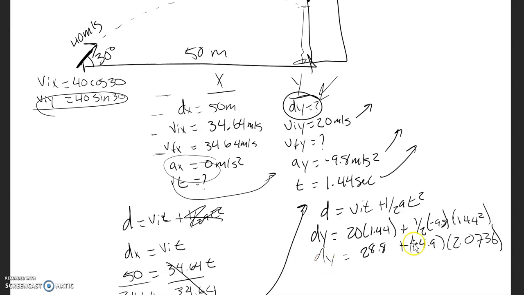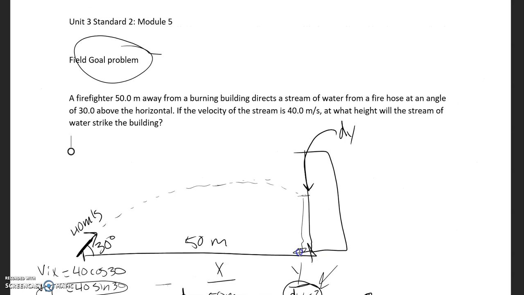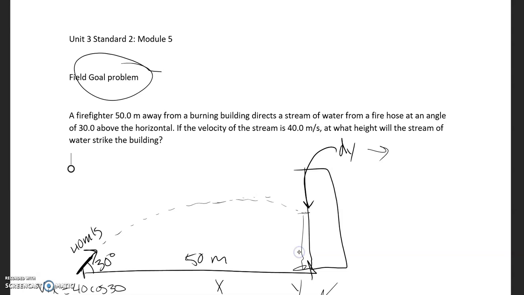Negative 4.9 times 2.0736 will give you negative 10.16. So 28.8 minus 10.16 will give you your final answer, which happens to be 18.64. I'll write that down here. The final answer is 18.64 meters. That is the height at which the stream will hit the building.